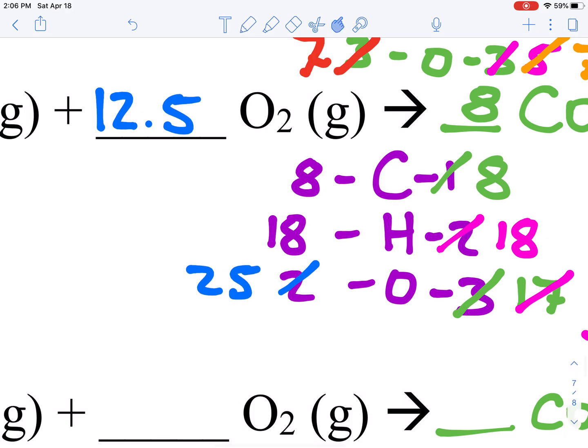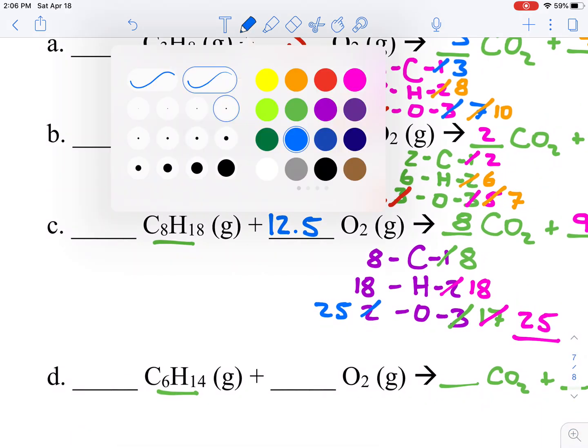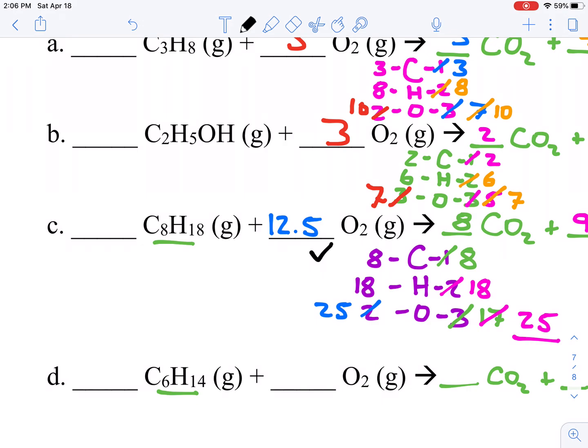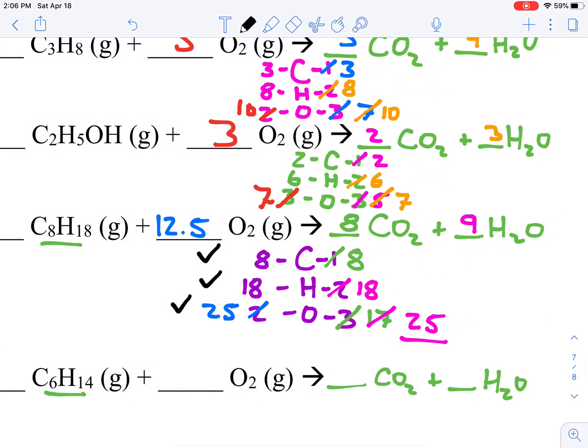And indeed, all of my balancing numbers are correct, right? 8 matches 8, 18 matches 18, 25 matches 25. But we can't leave that coefficient the way it is, right? We can't have decimal coefficients.